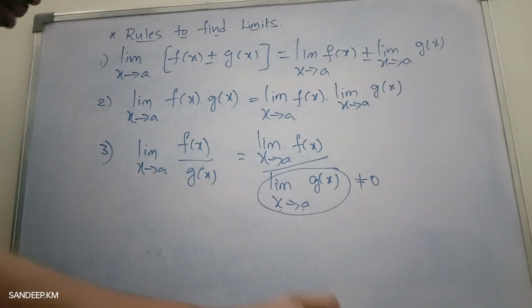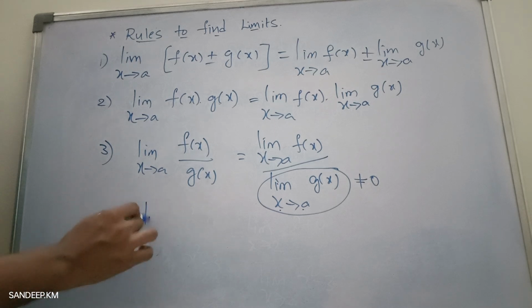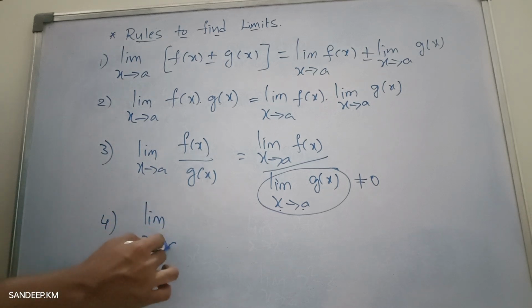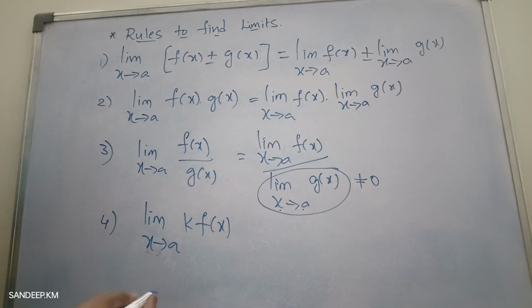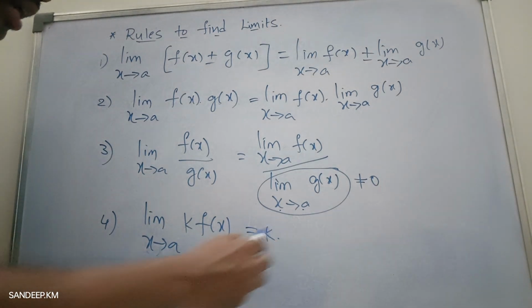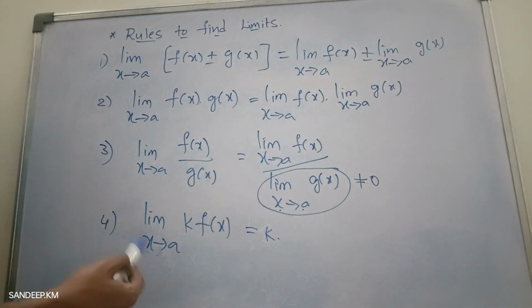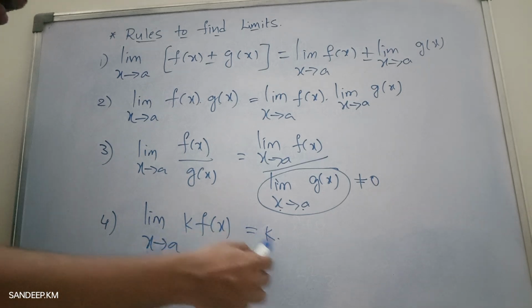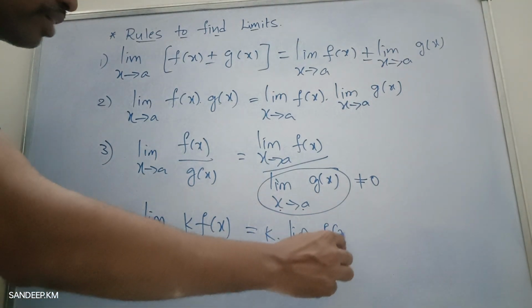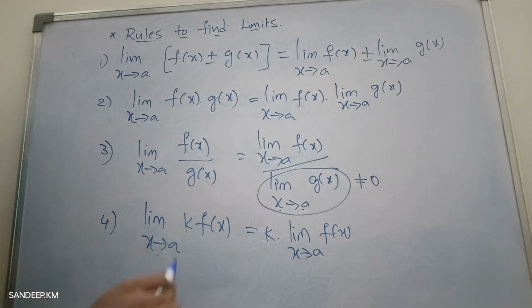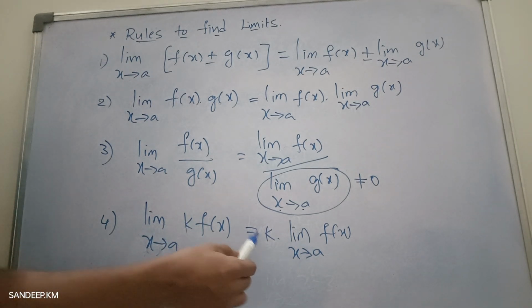Next, fourth formula. Dear students, there is a function f of x which is multiplied with some constant, some real number k, where k is any real number. It is k into f of x. Then k does not need the limit. It is a constant now. So k is independent of x value. It does not need the limit. We can write it as k into limit x approaches a f of x. So limit is given only for the function f of x. Okay, now k does not need any limit.